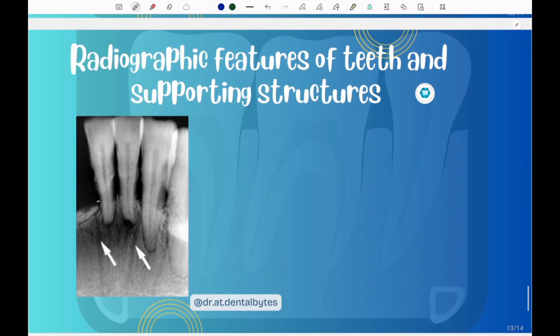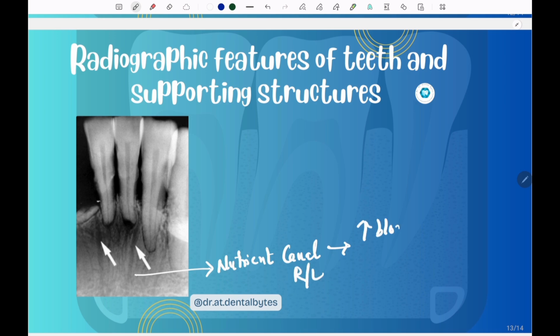This is the mandibular central incisor IOPA. The nutrient canals are visible. These are vertical radiolucent structures. They are visible more frequently in patients with high blood pressure, diabetes, and advanced periodontal diseases.